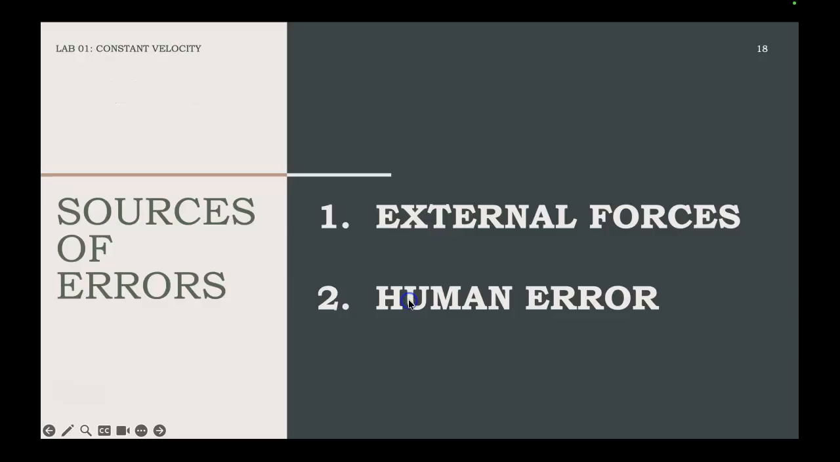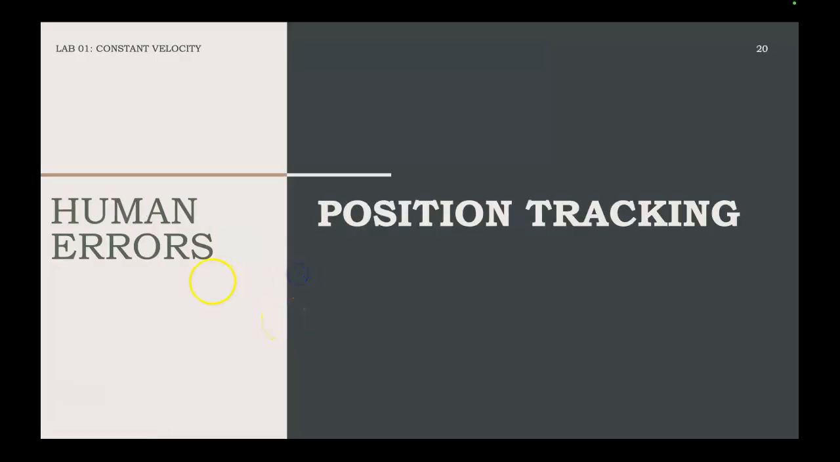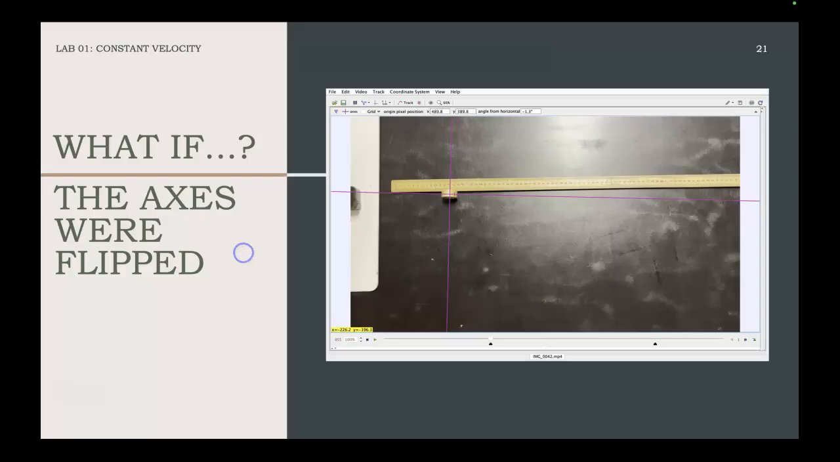So some sources of error that we saw were external forces and human error, where the external forces were friction and air resistance. And these two forces acted against the motion, which slowed it down slightly, and that was the reason for the deviation from the linear prediction model. And then our human errors were position tracking, which we used a tracker software to map the center of mass. However, just based on human error, we could have mapped that slightly off with some margin of error.